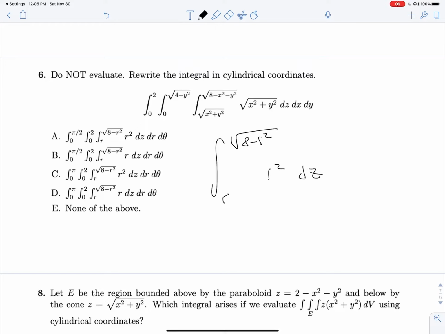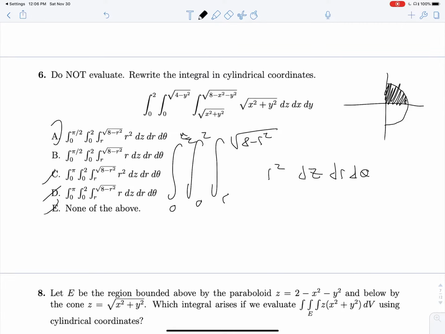We see that we're bounded on x by the upper semicircle along the y-axis like that. We see that y runs from 0 to 2. So we're going to deal with this region right here. And so we can set that up in terms of dr d theta, with r from 0 to 2, and theta from 0 to pi over 2, which is going to be our answer choice A.